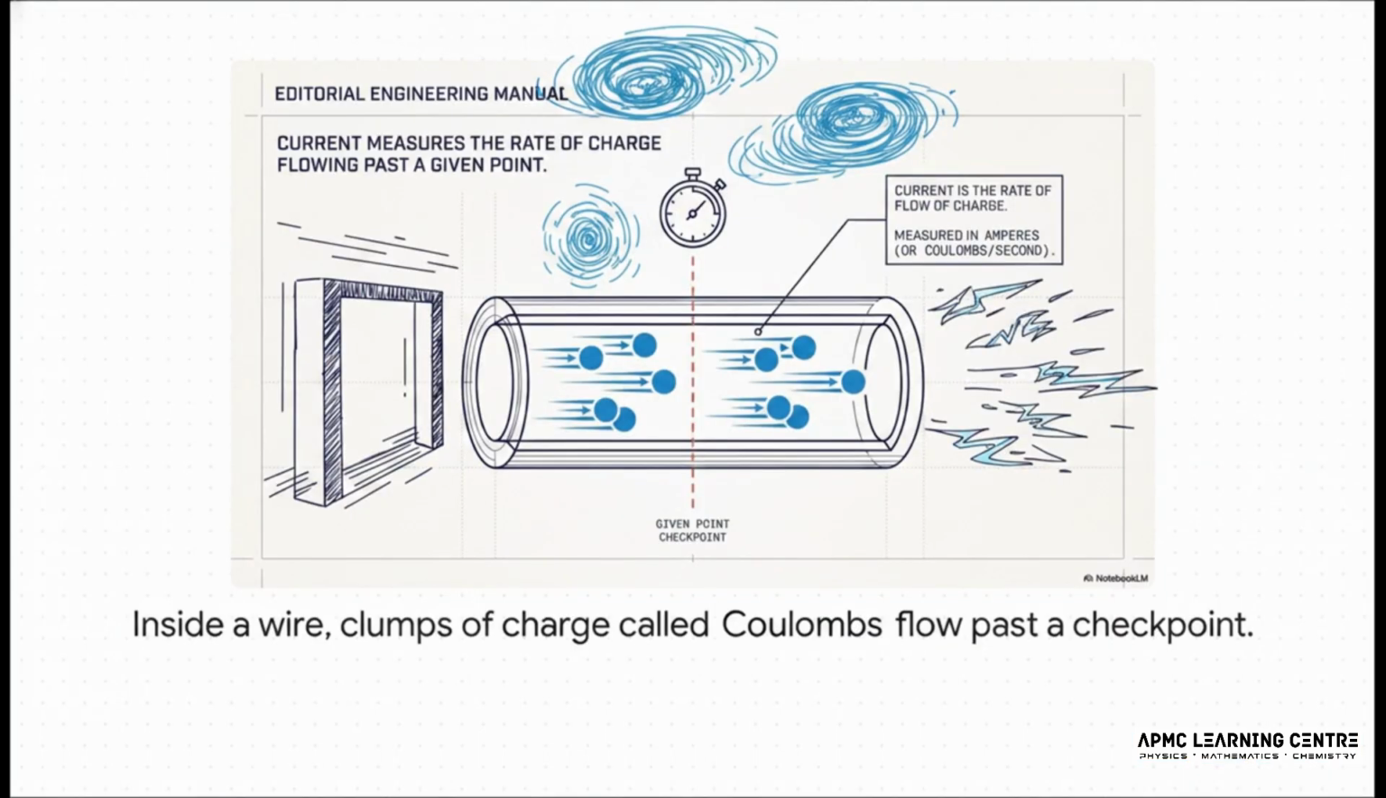All right, so check this out. Picture yourself setting up a little checkpoint on that highway inside the wire. Now, you're not trying to count every single car. That'd be impossible. Instead, you're counting groups or clumps of charge. In physics, we call a certain amount of charge a coulomb. So the real question is, how many of these coulombs are zipping past your checkpoint every second? That rate, right there, that's what we call current.